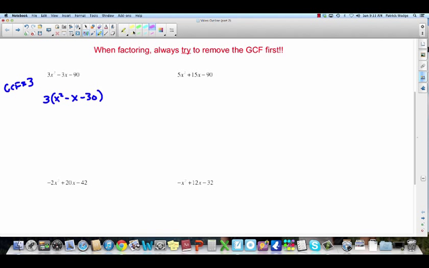But hold on a second. Before we go to the next question, take a look at what's left in the brackets here. Do you see what that looks like? That looks like a simple trinomial. It looks like something we can factor. So that's exactly what we're going to do. We're now going to look for two numbers that multiply to 30.